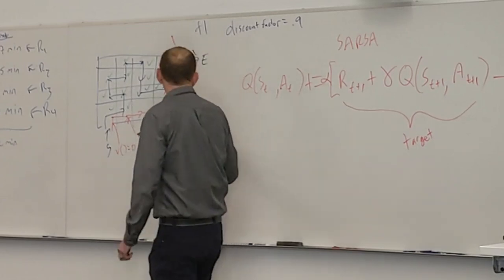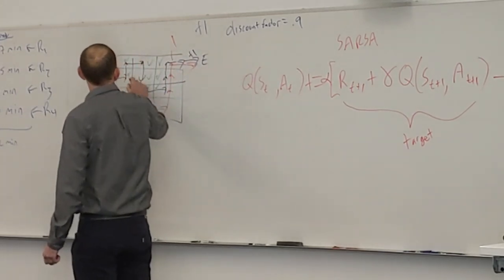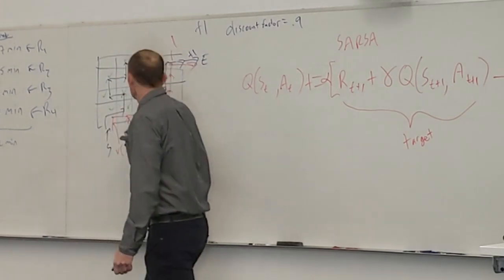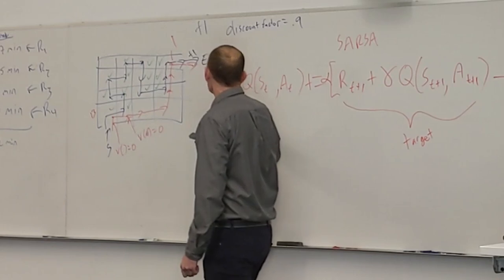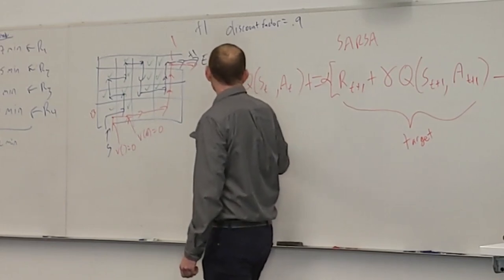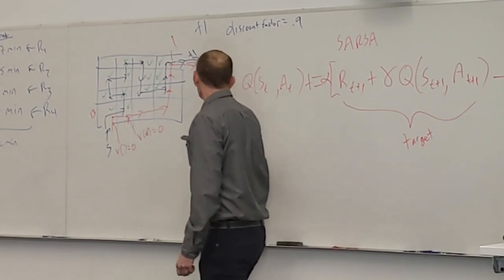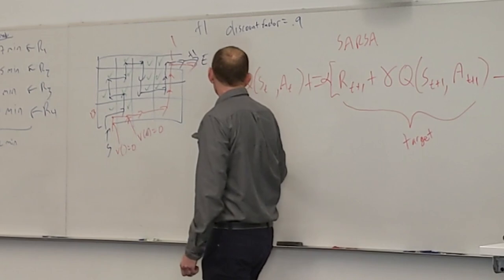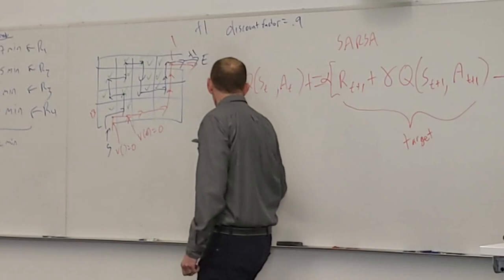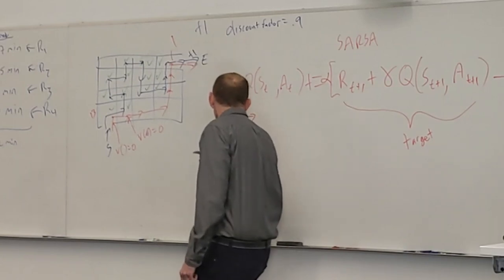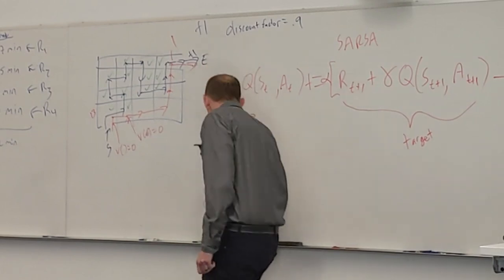So we had an episode with, we'll call this 1, 2, 3, 4, 5, 6, 7, 8, 9, 10, 11, 12, 13, 14, 15, 16. So this is state 13, right? We started in state 13 and we went right and we got a zero reward. And then we were in state 14 and we went right, zero reward, 15 right, zero reward, 16 up, zero reward, 12 up, zero reward, 8 up, zero reward, 4 up, 1 reward, done, right?